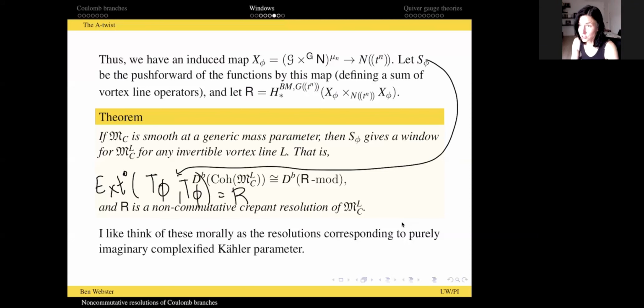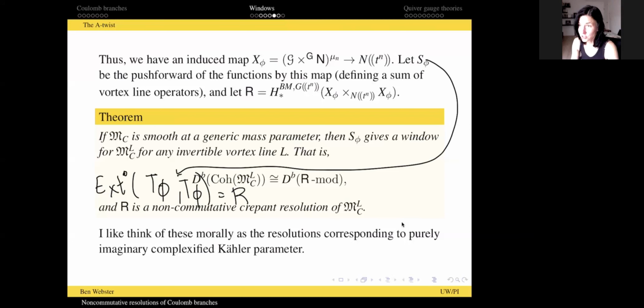Oh, okay, sorry. So I think this is my usual confusion. Good, fine. So T is just a tilting object, and R is what you just wrote down. Yeah, exactly.